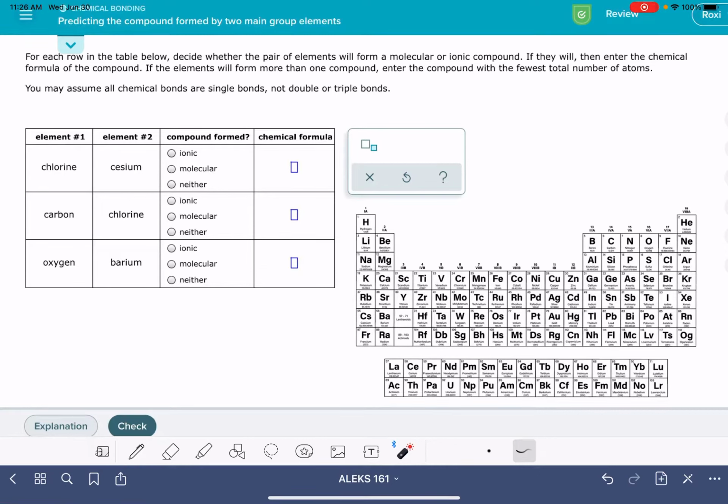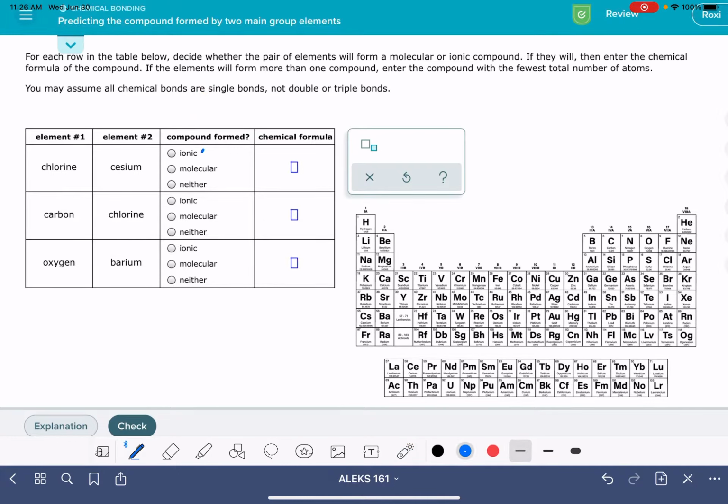In this video, I'll show you how to solve the ALEKS problem called predicting the compound formed by two main group elements. This problem is going to give you the names of two elements. You have to decide what type of compound those two elements will form and then give the formula for that compound. And we're going to start by predicting the type of compound formed by the two elements.